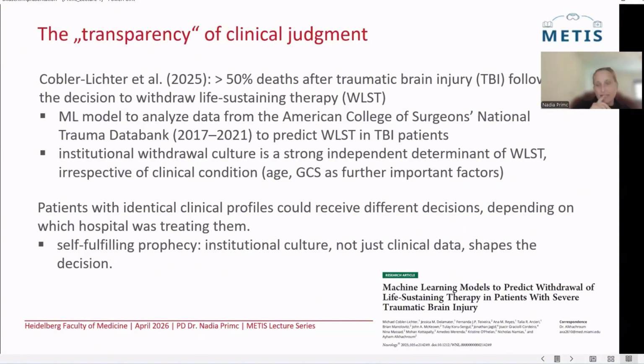It does not say that the individual clinicians are biased or that classical scores produce bad decisions. But what it shows is that human decision-making processes into which classical scores feed are not as consistent and transparent as we might like to think or as we might wish them to be. They vary across institutions in ways that clinical data cannot explain.